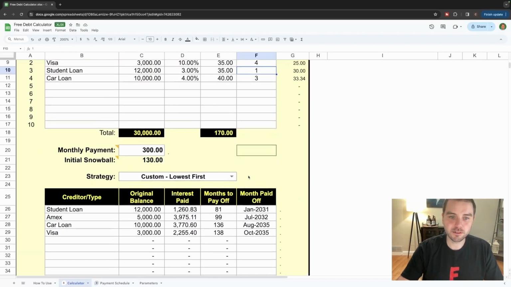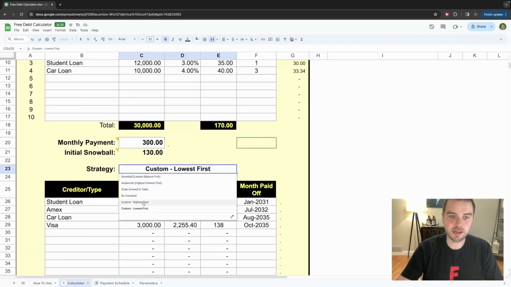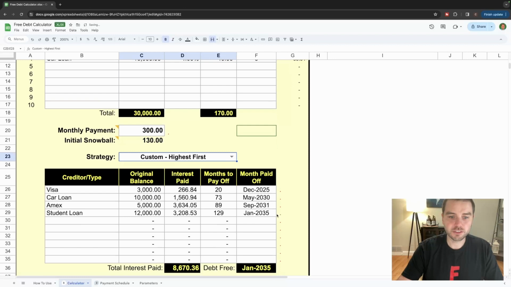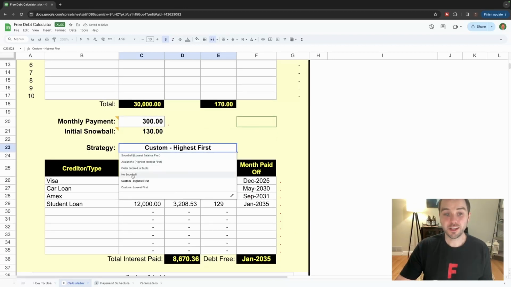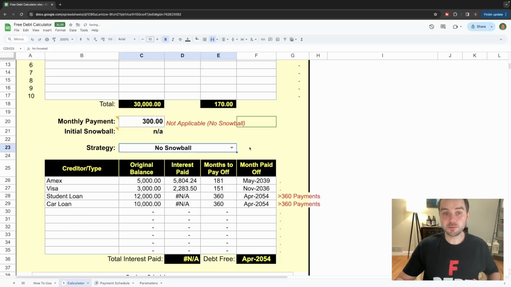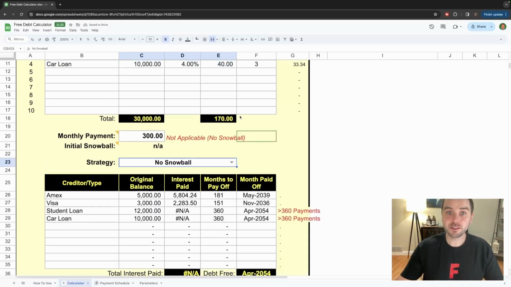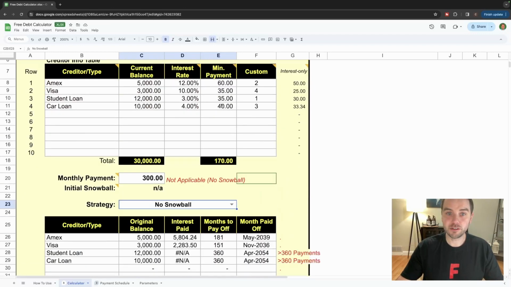And you could do the same here. There's custom lowest first. We could do custom highest first. So it's just another way to play around with everything and see. Now let's talk about this other one here, no snowball. So basically this means that whatever your minimum payments are, that's just the amount of debt that you're going to be paying off each month.